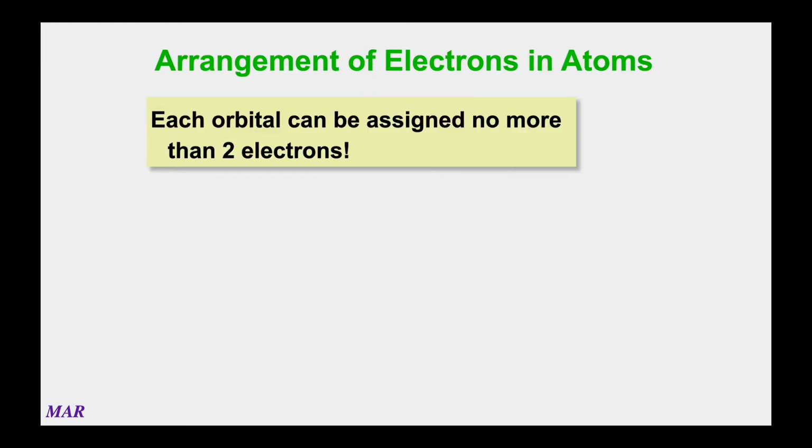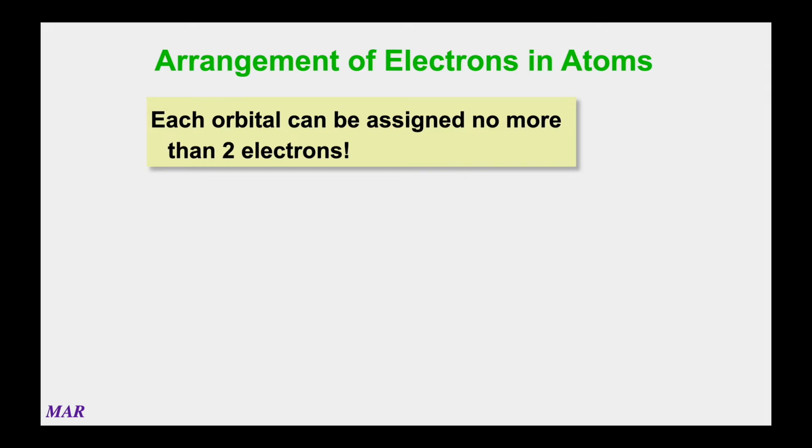In an atom, the punchline of the next several slides is that each orbital, which is where the electrons hang out, can only have 2 electrons per orbital, okay? This is kind of the punchline of what we're going to start talking about.